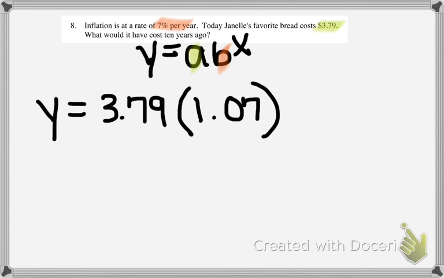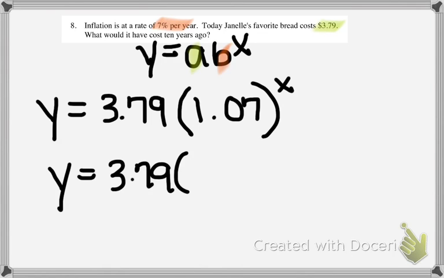So we have our constant variables now, and our equation is going to give us either a y or an x. In this case, it says, what would it have cost 10 years ago? So for our equation, we're solving for y, so the cost. We have 3.79. These don't change. But it wants to know 10 years ago. So that's negative 10. That's 10 years in the past. So we're going back by 10.